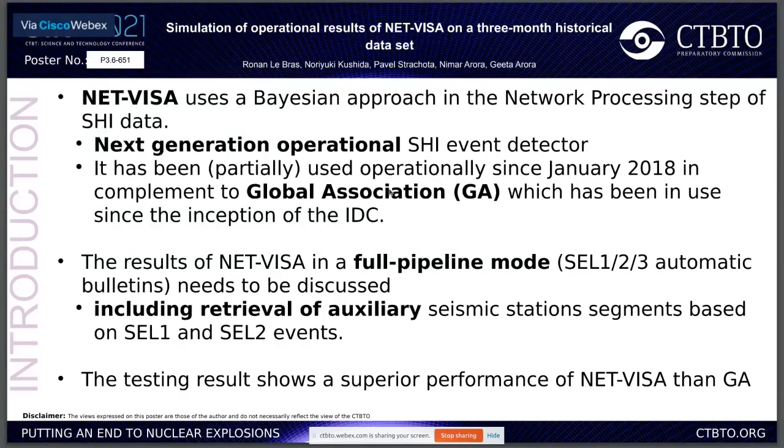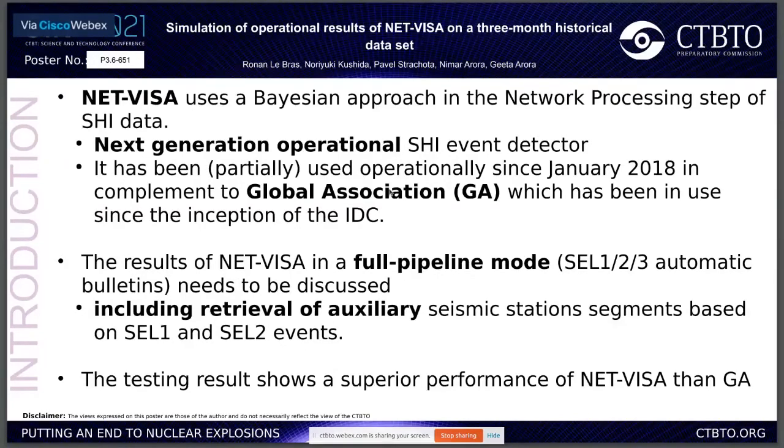And it is still under development, but we set this in an operational environment, but partially. That means that the analysts still analyze the data, which is provided by Global Association. This is a conventional SHA event detector. But we also provide the events data, which are only found by NetVisa. So we are using NetVisa in operation, but partially.